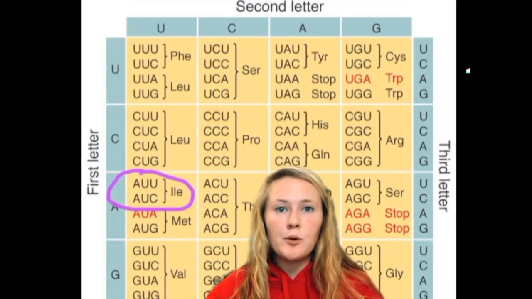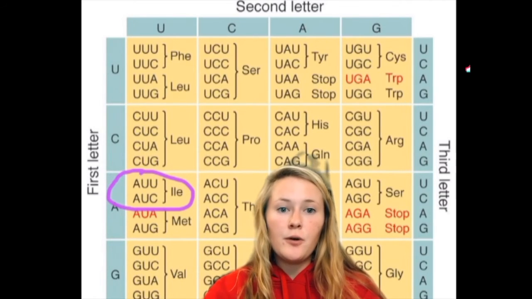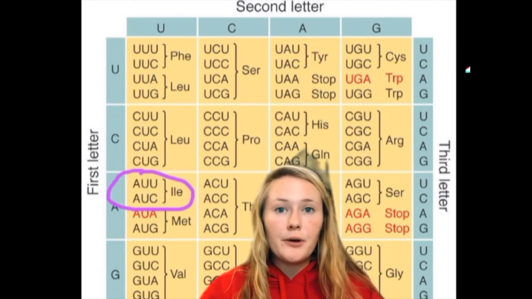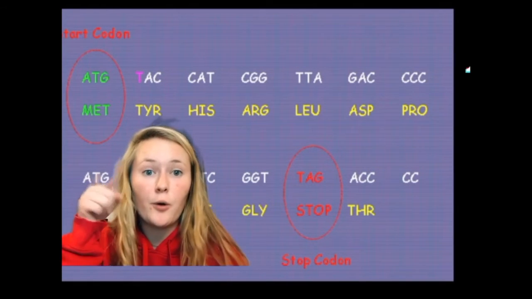For our first example, we can look at isoleucine, shown in purple, which can be coded as AUU or AUC. If the alteration happens in the first two letters of the code, it will code a different amino acid. Other alterations can occur from the start or the stop codon.